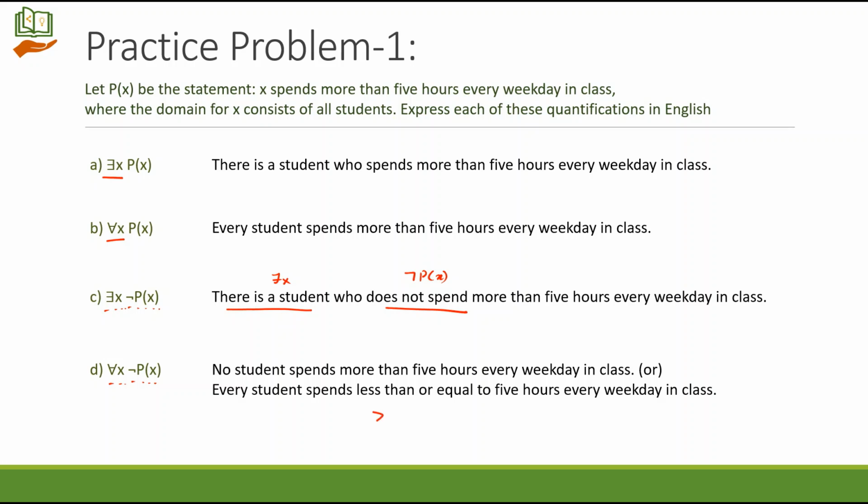When it is greater than 5, what will be the negation? It will be less than or equal to 5. Otherwise, we can say no student spends more than 5 hours. So, this no student spends or every student spends, everything is universal quantifier.